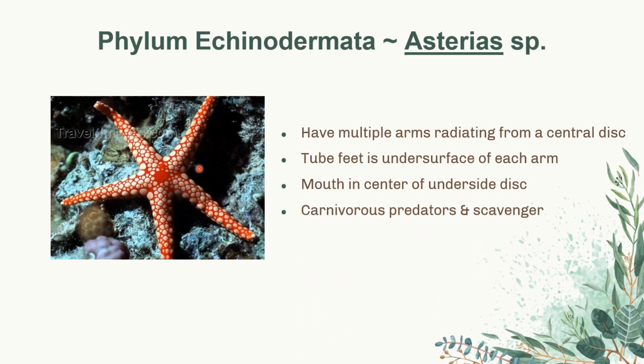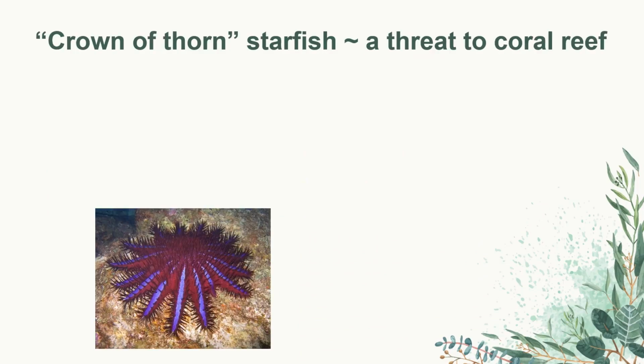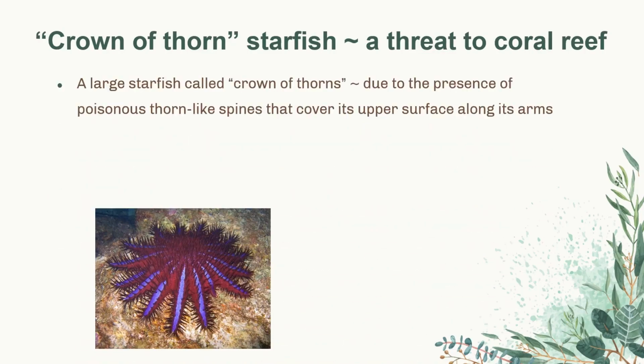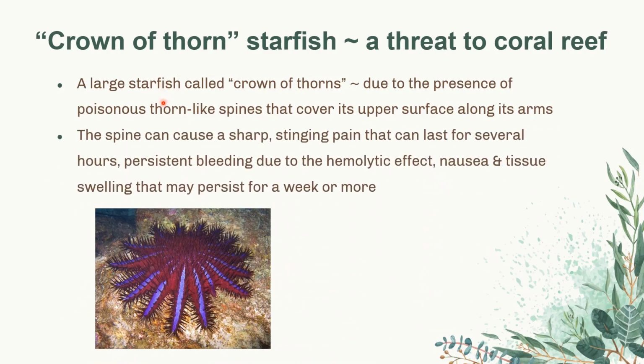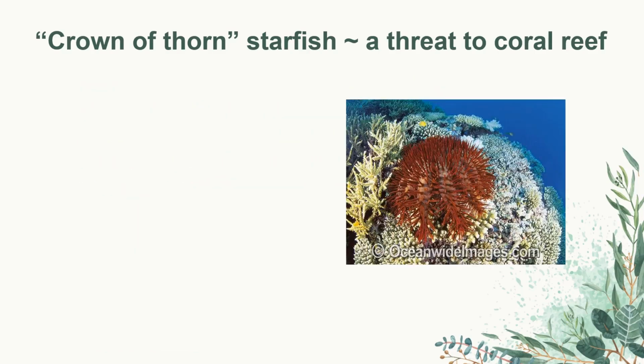Starfish are known to be carnivorous, predators, and scavengers. One such predatory starfish is called the crown of thorns. It has poisonous thorn-like spines that cover its upper surface along its arms. The spines can cause a sharp stinging pain that can last for several hours, persistent bleeding due to the hemolytic effect, nausea, and tissue swelling that may persist for a week or more.